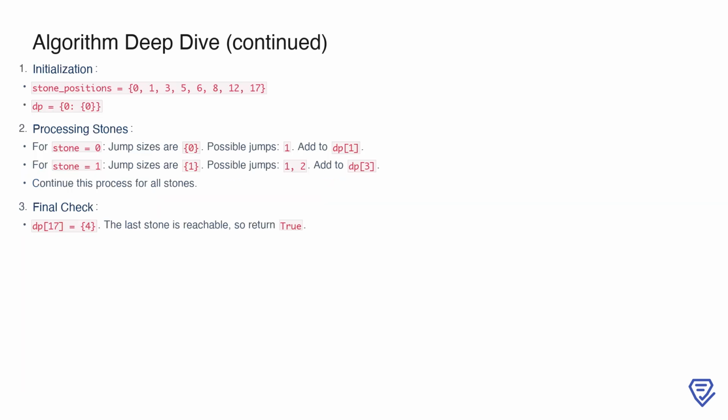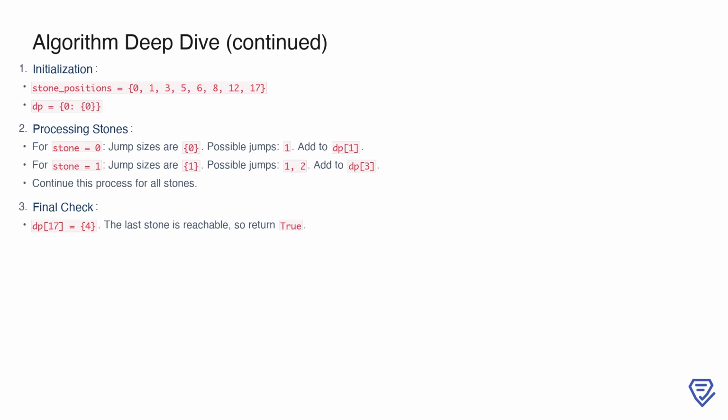Let's walk through an example to solidify our understanding. Suppose the input stones are 0, 1, 3, 5, 6, 8, 12, 17. First, we initialize stone positions as 0, 1, 3, 5, 6, 8, 12, 17, and DP[0] as {0}, since the frog starts at the first stone with no prior jumps. Then, we process each stone.